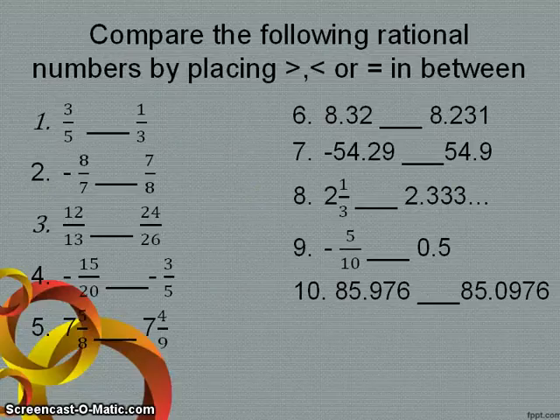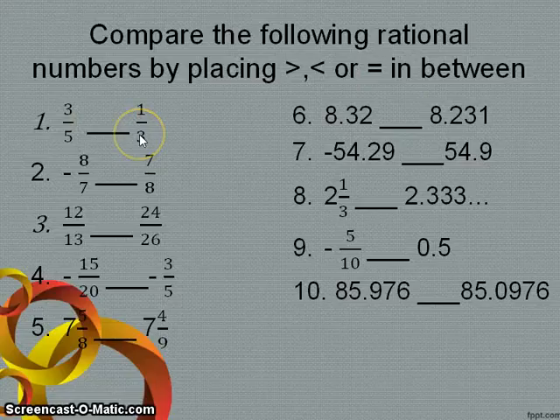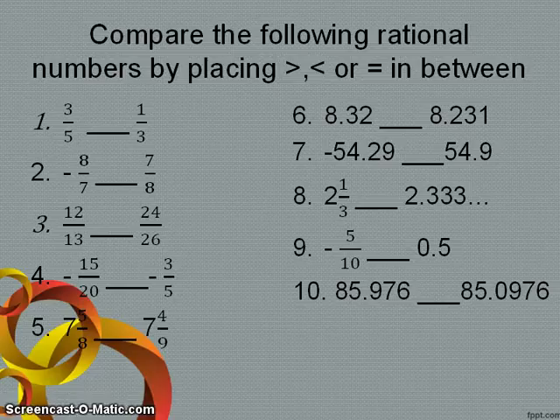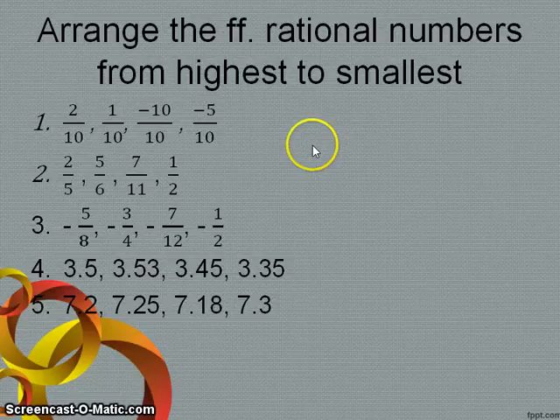Now, for your exercises, please answer this. Compare the following rational numbers by placing greater than, less than, or equal to in between the fractions or decimals. Then arrange the following rational numbers from highest to smallest.